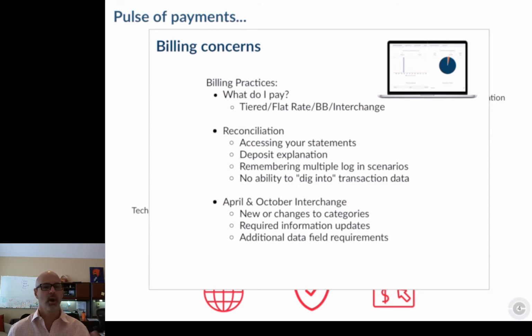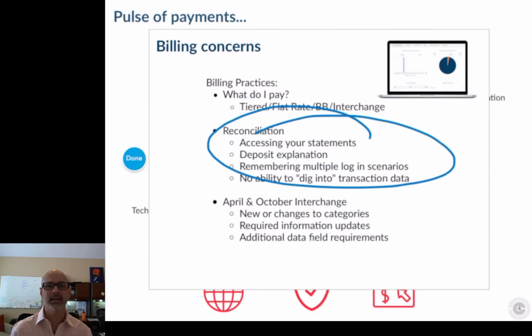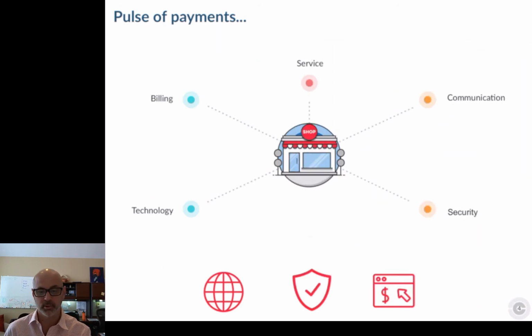What's interchange? All these new terms, because it doesn't matter how good a business owner is, nobody ever teaches you about merchant services. Another thing is reconciliation, accessing your data. So many companies nowadays have made it almost impossible to figure out what you're paying and where you get your own data. It's your data after all. And every April and every October, interchange is increased, decreased, moved to the side, added new categories. Who's really communicating that? That was a big concern of a lot of customers.